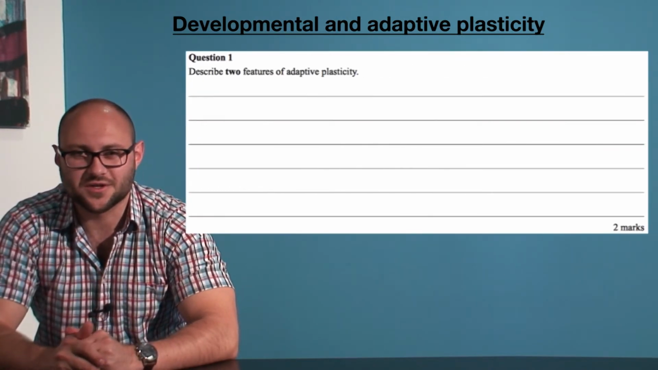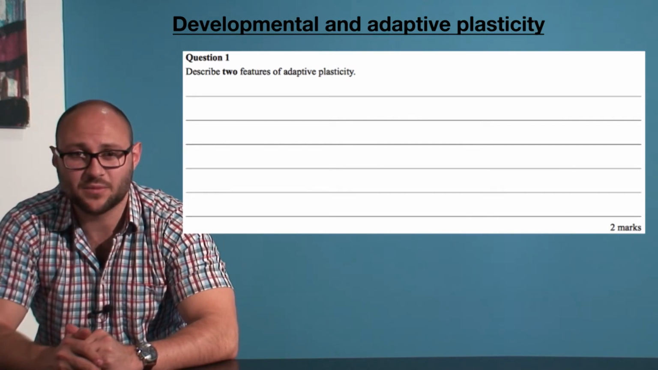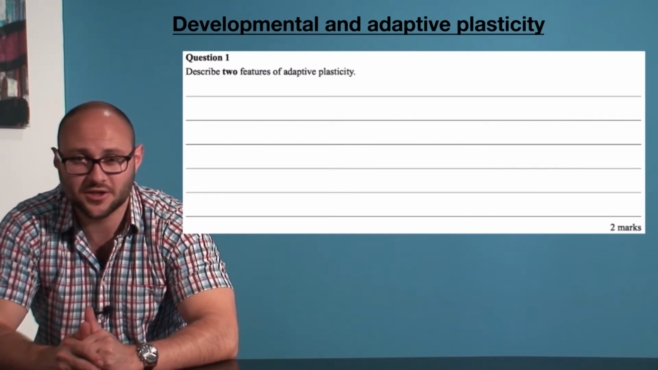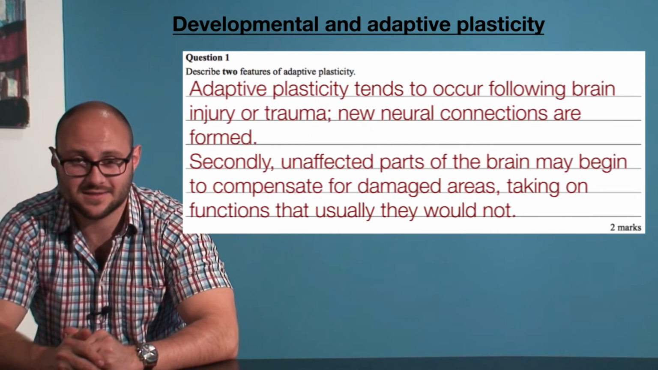So let's look at this question from the 2011 VCAA exam. It is worth 2 marks, and we need to describe 2 features. Logically, that means 1 mark per feature. So we could write something like this.